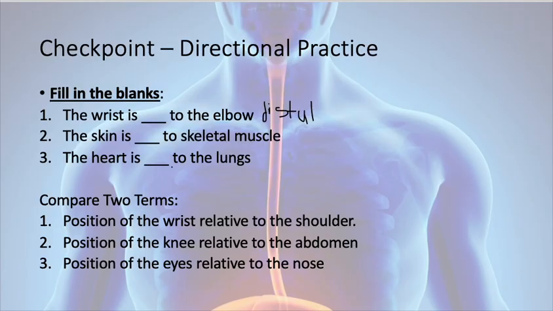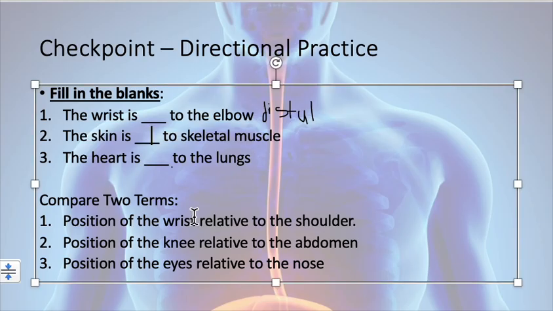Now, the skin, as we saw, we have to think about what directional terms we want to use here. Do we want to be talking about above or below, like superior or inferior? Or do we want to talk about more surface level versus deep? So the skin is superficial to skeletal muscle because it is closer to the outer surface of the body.